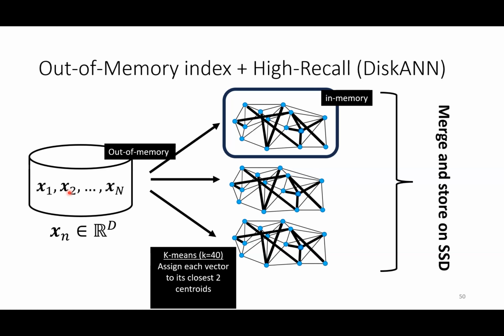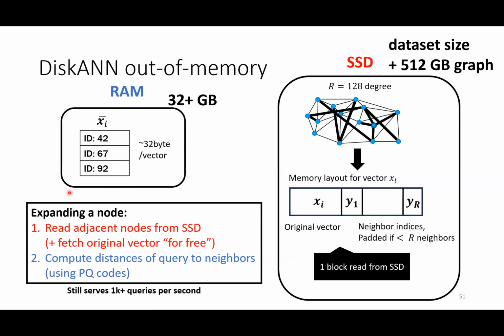And you set it in such a way that individually you can build these graphs in memory. At the end of the day, you get all of these graphs, you merge them together. Now I come back to your question. What does the data structure look like? The data structure is in RAM, you have your PQ codes. You just have the compressed vectors.